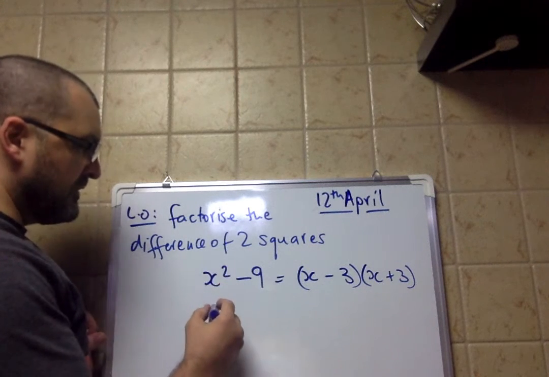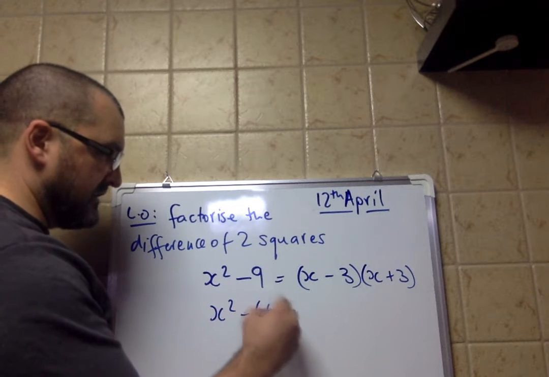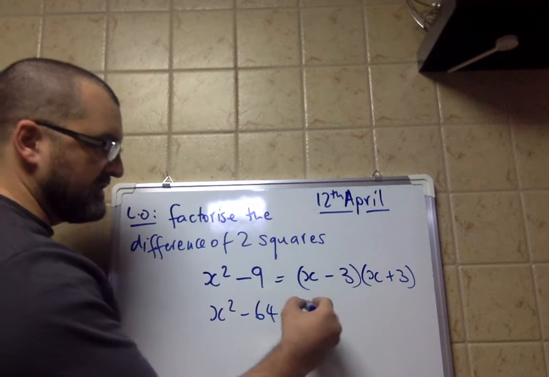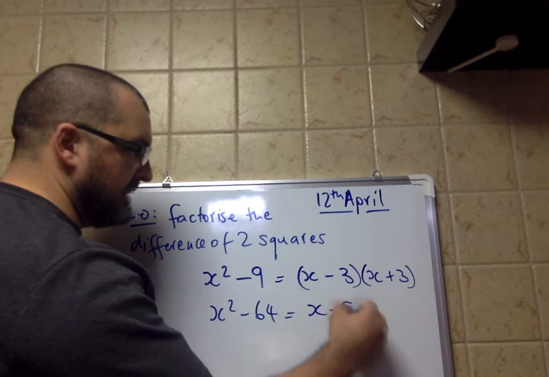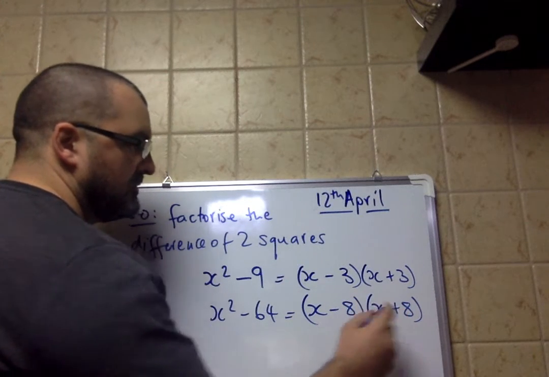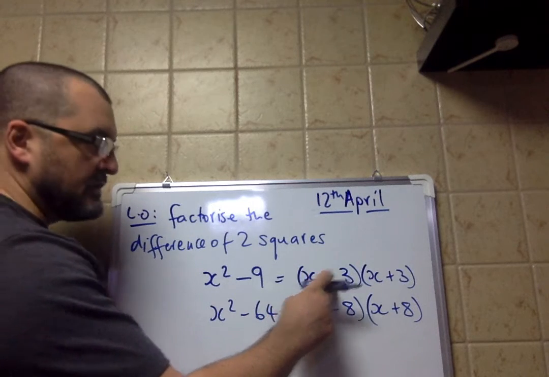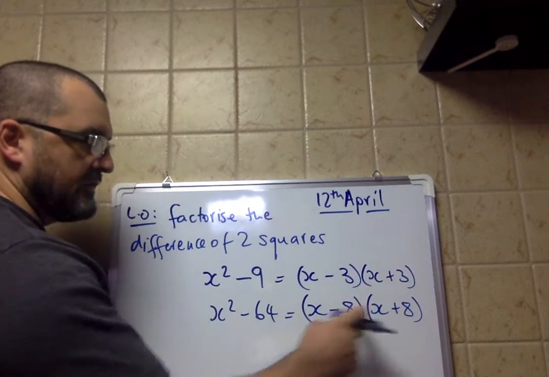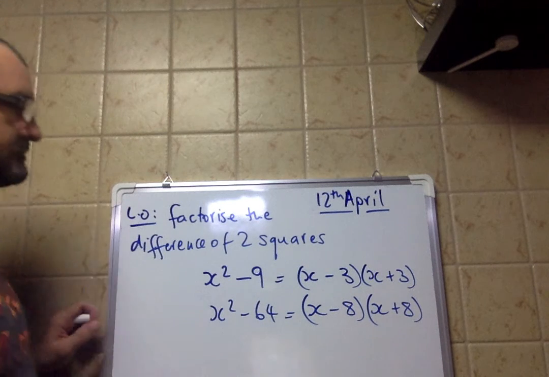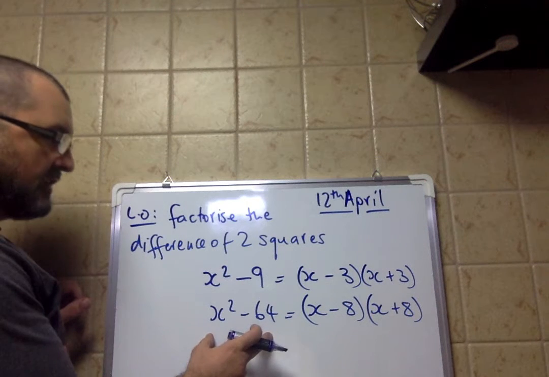Again, if we get x squared minus 64, the square root of 64 is 8, so it would be x minus 8 brackets x plus 8. It's always the same number in both brackets, but with a minus in the first one and a plus in the second one. And these two numbers are the same. It doesn't matter which way round these are either.